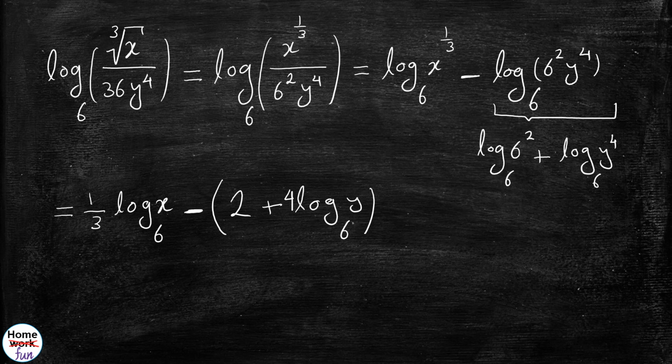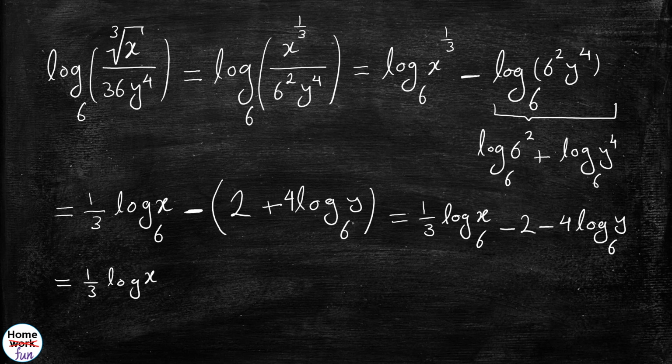Excellent. So now let's distribute this negative into the parentheses. So I have 1 over 3 log of x with the base 6 minus 2 minus 4 log of y with the base 6. So now I can write 1 over 3 log of x with the base 6 right beside the other log, minus 4 log of y with the base 6 minus 2.